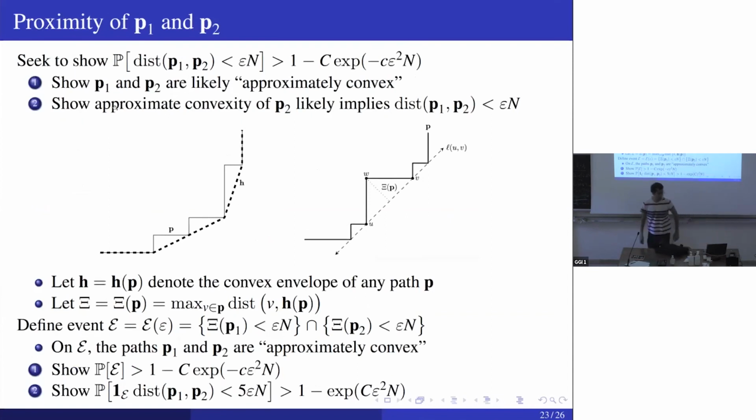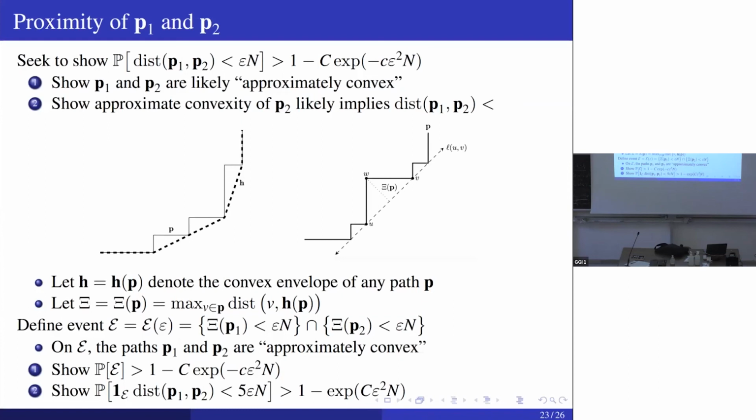Okay, so I'll just quickly sketch it and then I'll stop. So, right. To remind you, my goal is to show that the distance between these P1 and the P2 in my original domain wall Six-Vertex model are close. And the argument kind of proceeds in 2 pieces. The first is to show that these P1 and P2 are almost convex. And the second is to show that the approximate convexity of P2 implies that P1 and P2 are close to each other.